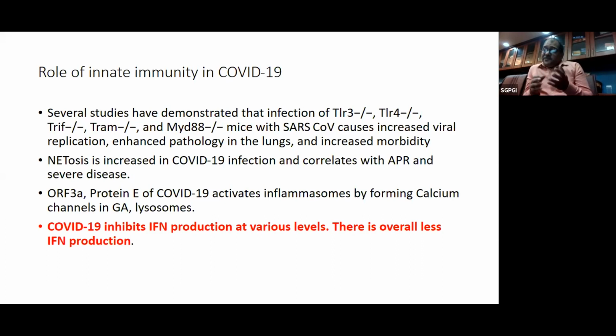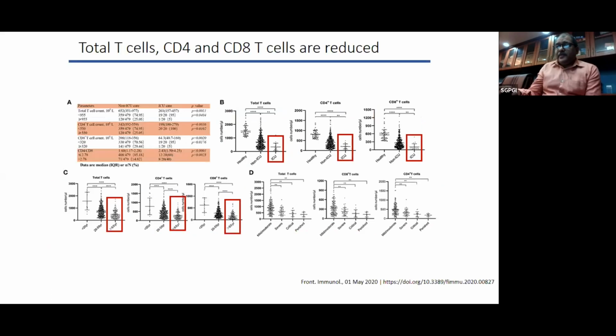So netosis has been demonstrated to be increased in patients with COVID. Why am I telling all this? Because we can have a marker in the form of cell-free DNA, which tells you the severity of the disease, and there are papers on that. So it is clear that COVID-19 inhibits interferon production at various levels, and there is less type 1 and type 3 interferon production, which allows the virus to survive and proliferate.